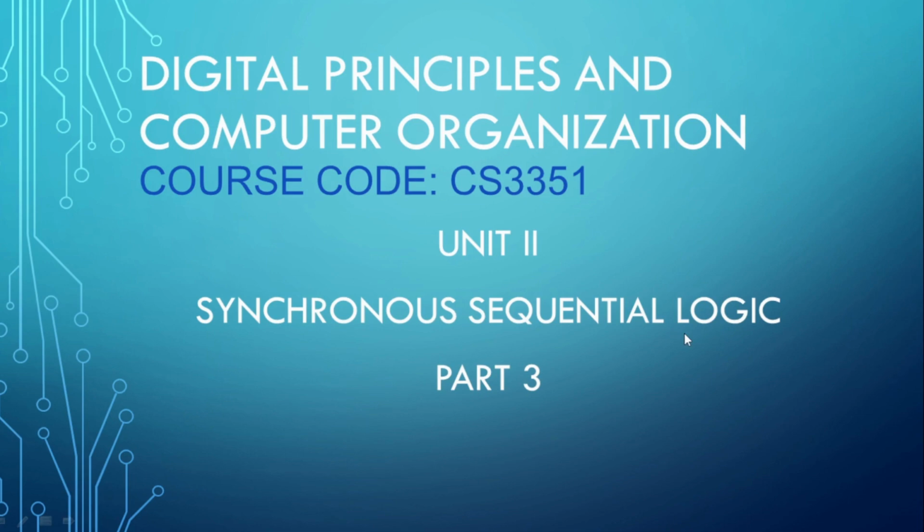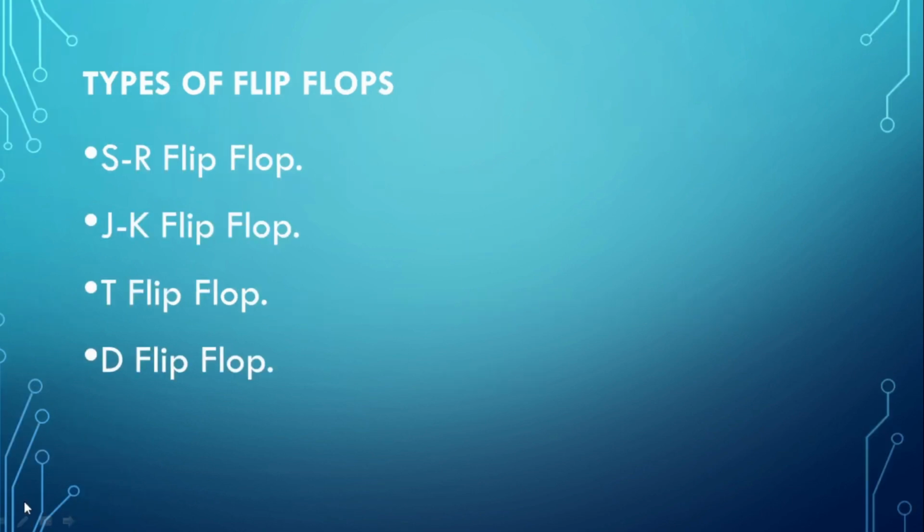In my previous part, the second video of the second unit, I explained up to the types of flip-flop. In this video, part 3, I am going to briefly explain the types of flip-flop. Usually, flip-flops are classified into 4 types: SR flip-flop, JK flip-flop, D flip-flop and T flip-flop.